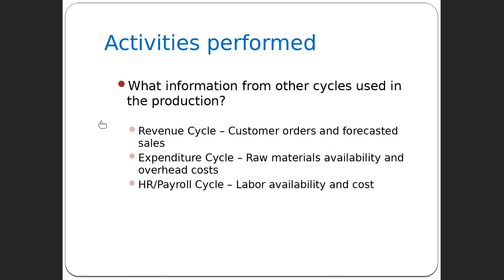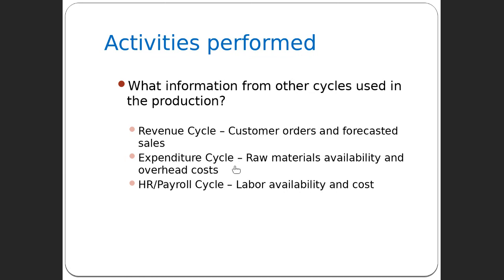All right. Now, information that is received from other business cycles into the production cycle: first, the revenue cycle provides the production cycle with the customer orders and the forecasted sales. Revenue cycle's job is to take the customer orders, if you remember. Based on how many orders they're going to get or how many orders they have, the production cycle manufactures goods. So this information comes from the revenue cycle, the customer orders as well as the forecasted sales.